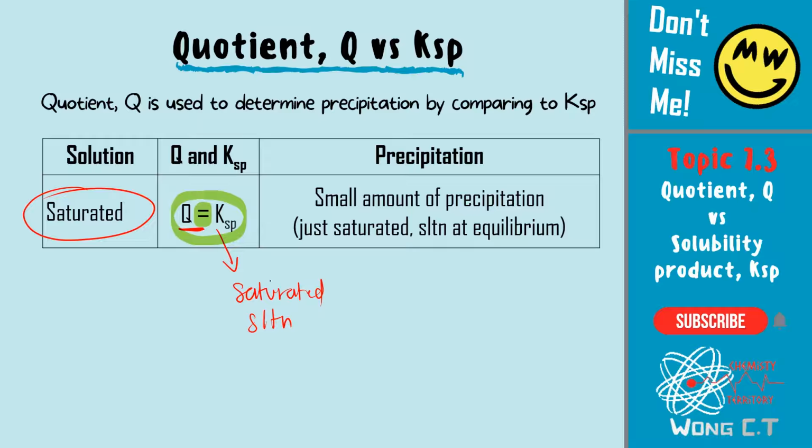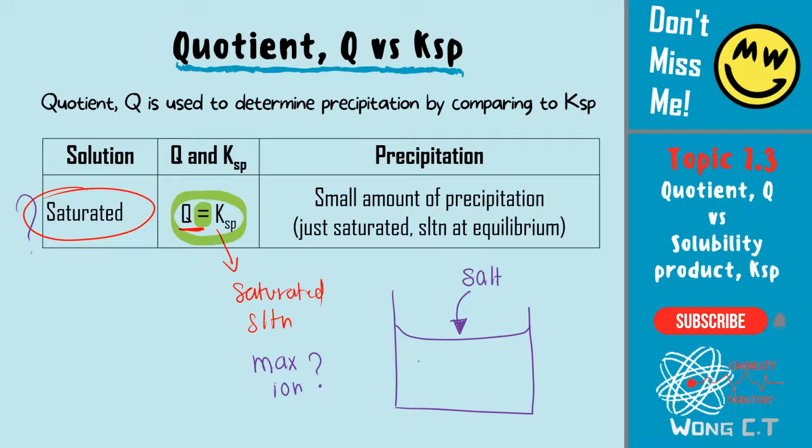But the question is, how do we define a saturated solution? A saturated solution over here means when you have a beaker with your solution, and you're adding in your salt, your partially soluble or insoluble salt, into the solution. And how do you judge that it is a saturated solution? What do you mean by the maximum ion that you can have in the solution? How do I know that is already my maximum ion? Simple. It's a saturated solution when you keep adding in your salt until one moment that your salt is not going to dissolve.